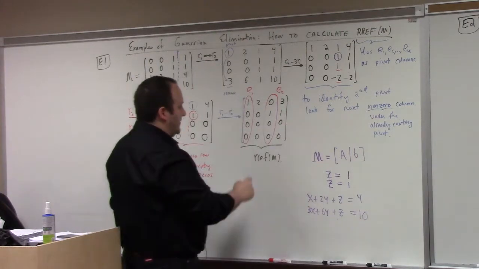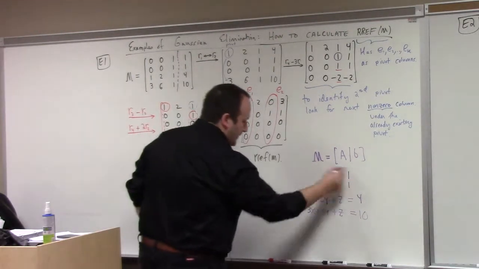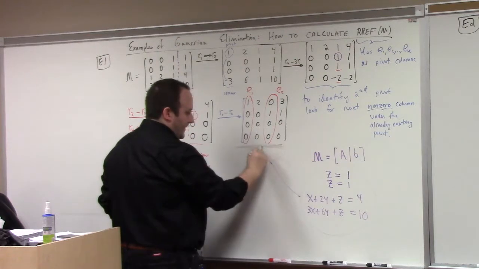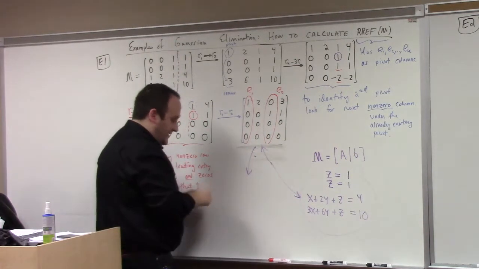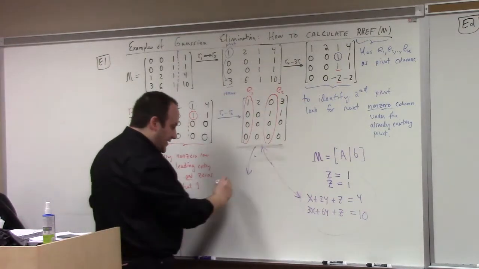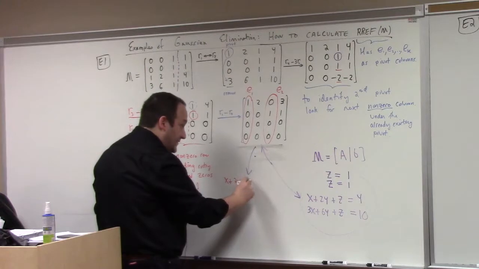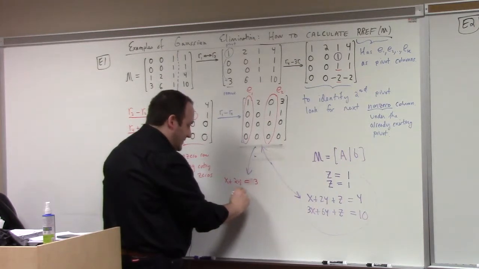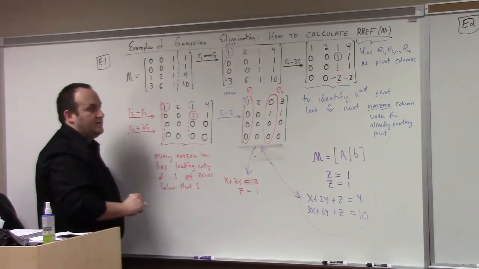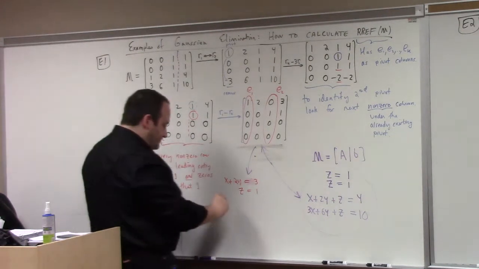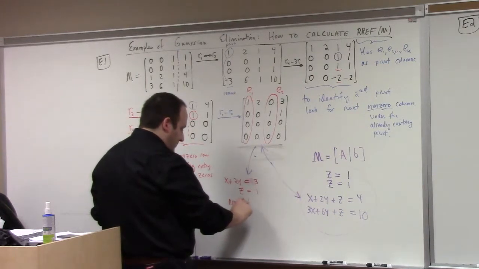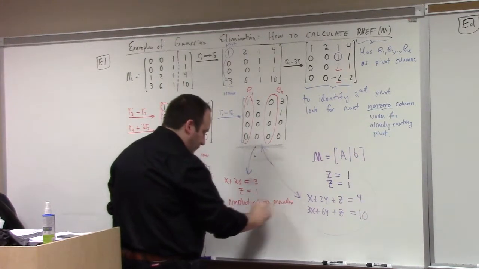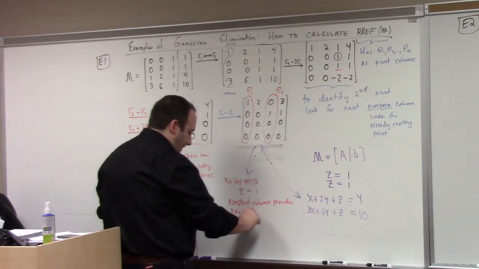And what we learned is that this system is equivalent to this guy up here. And what does this system look like in terms of equations? What's this say? This says x plus 2y equals 3. And you guessed it, z equals 1. So the non-pivot column provides the parameter for the solution set.